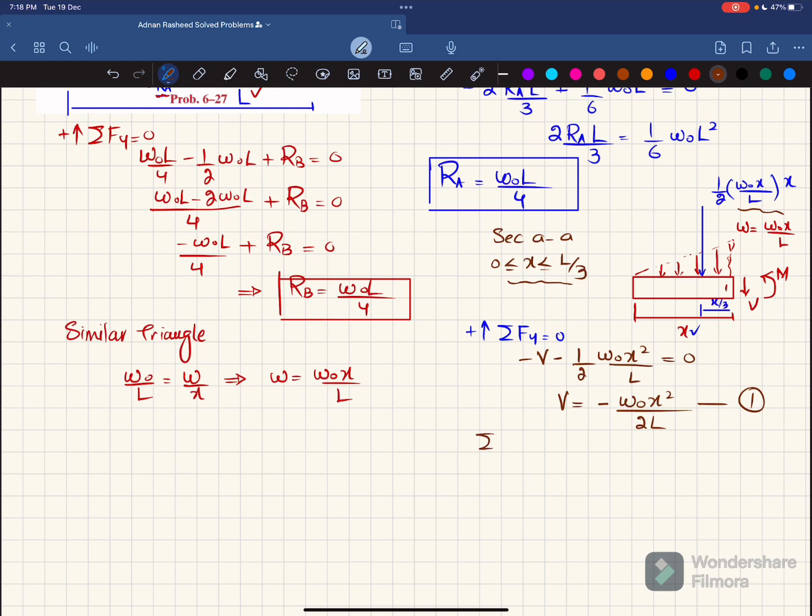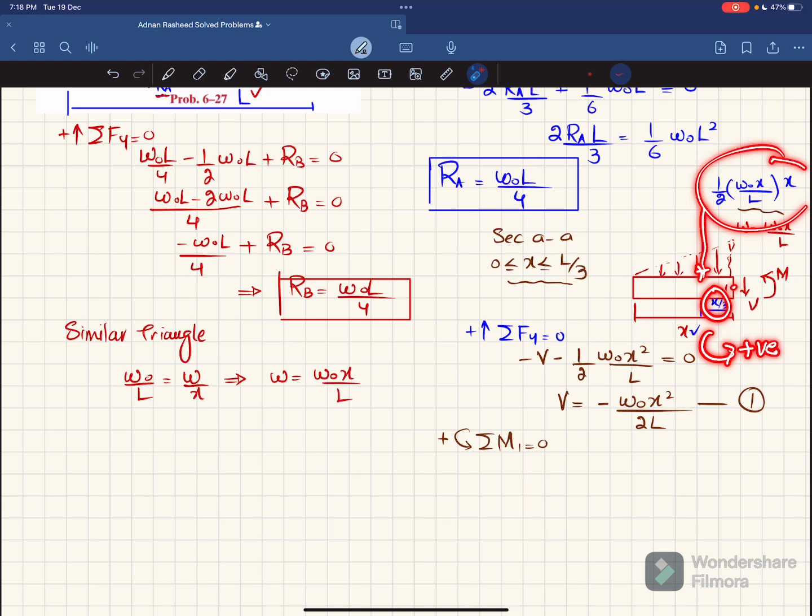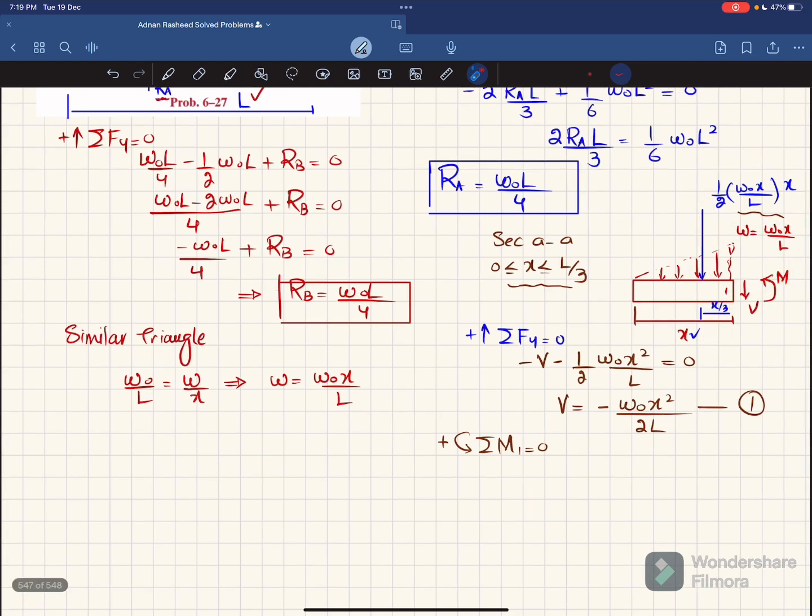Now we'll find this moment by using the equation of equilibrium, that sum of all moments about point 1 is equal to 0, taking the counterclockwise moment as positive. So about point 1, one moment is due to this load into the perpendicular distance x by 3, and this is producing counterclockwise moment, so it will be positive. And this external moment which we have taken as this will be positive. Now you can see that this load is producing counterclockwise moment, so in order to balance it, it will be in this direction. So let me correct it.